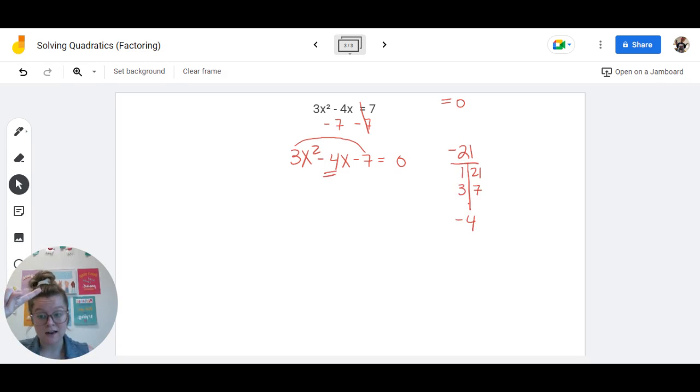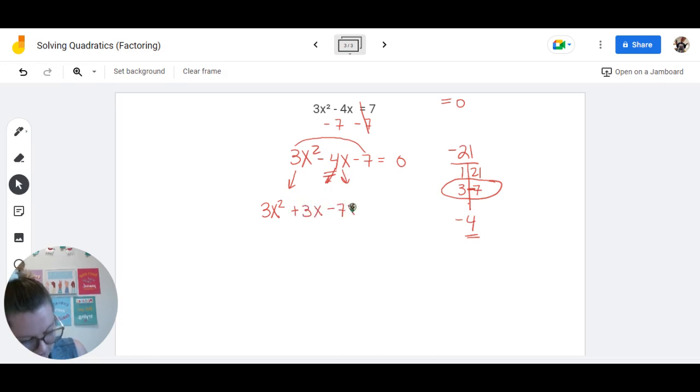The top is negative, so I need 1 to be positive and 1 to be negative. In this case, I'm going to choose 7 and 3, and I'm going to make the 7 negative because I want an overall negative 4 at the bottom. So 3 minus 7 would give me that negative 4. All right, here we go. Bring down your first term, 3x squared. Break up this middle term into plus 3x minus 7x, and then bring down this negative 7 here, and it's still all set equal to 0.